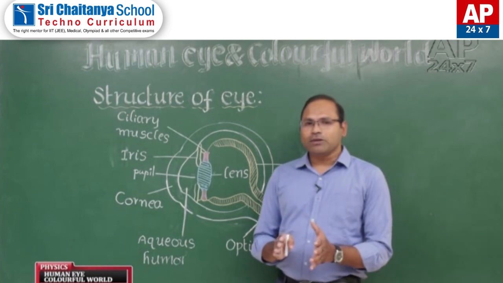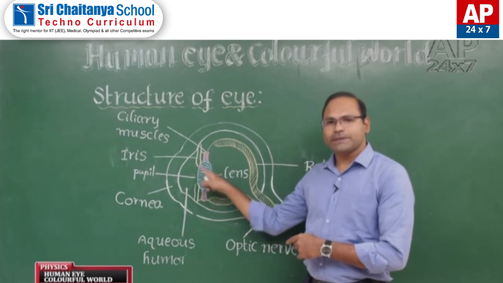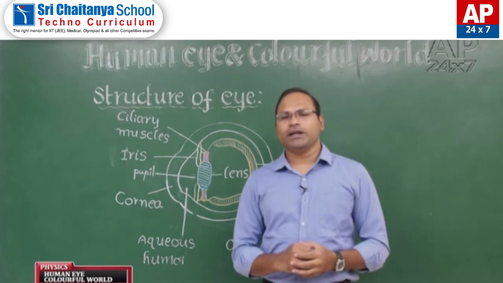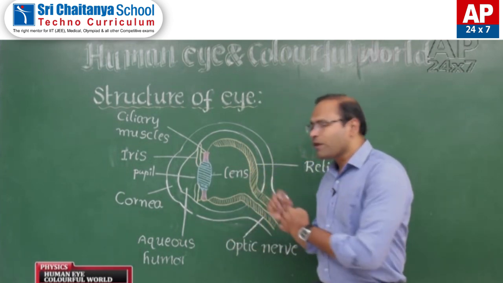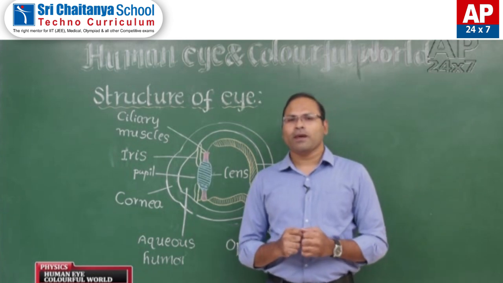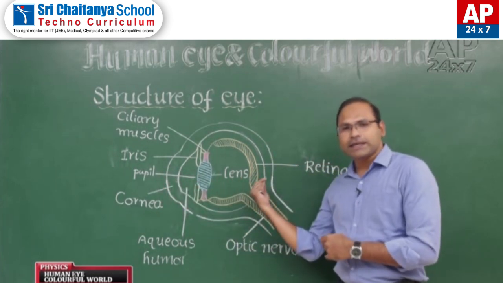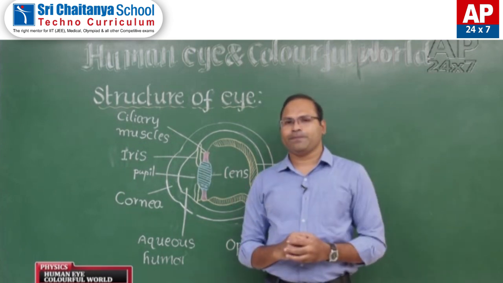Let us learn about the working of the iris. The iris is the only colored part, as we learned earlier, and the function of the iris is to regulate the amount of light that enters the eye through the pupil.